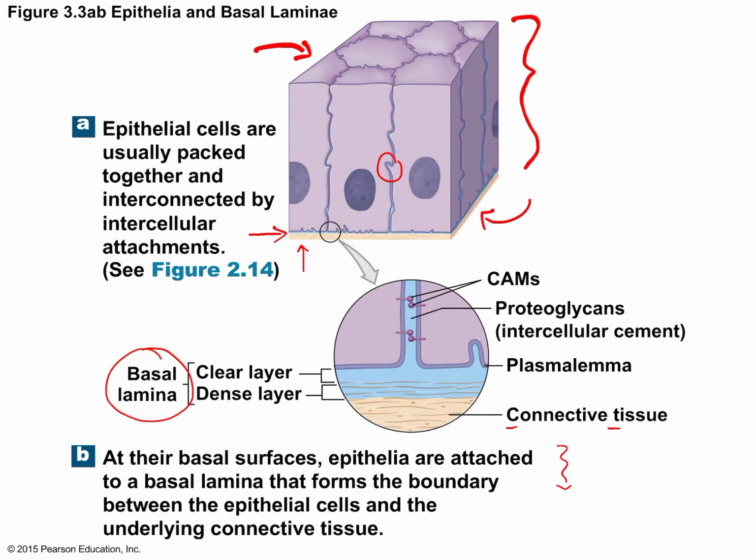So that's basically it. Make sure that you know the basal lamina is present anytime you have epithelial tissues, to attach those tissues, that lining, to the structures below. Don't worry about the sublayers of the basal lamina. Okay, number 3, attachment. Epithelial cells attach to the connective tissue underneath.